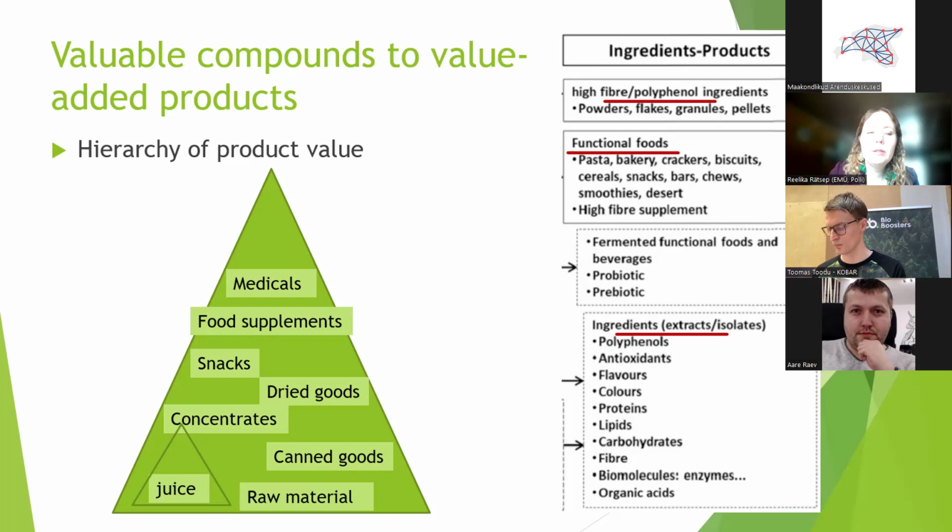And if there are some very specific compounds that we would like to extract from different materials, then we can go for polyphenols, antioxidants, flavors, colors, proteins, lipids, carbohydrates, fibers. So it depends on the characteristics of our valorizable material.